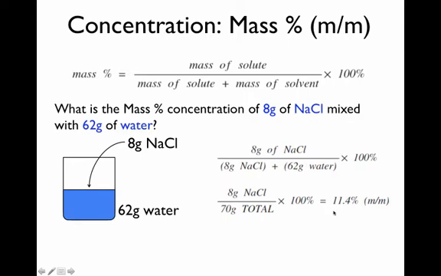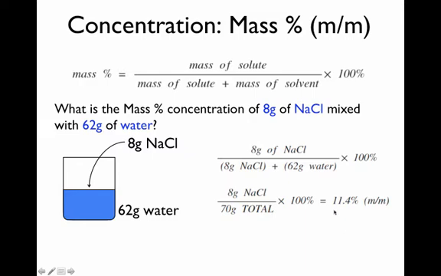11.4%. So if I told you that I had 62 grams of water and I dissolved 8 grams of table salt in it, you could tell me that the concentration of table salt in that water is 11.4% by mass. Or another way of thinking about it is that you would say the concentration of table salt in that solution is 11.4% using the mass over mass method. And if there were more than 8 grams of table salt dissolved in 62 grams of water, you would probably say that the salt water tasted saltier.